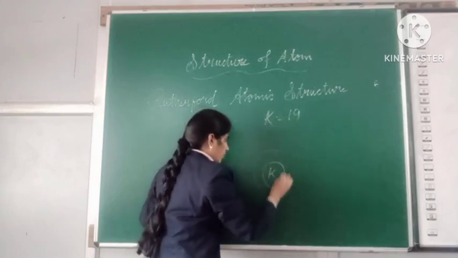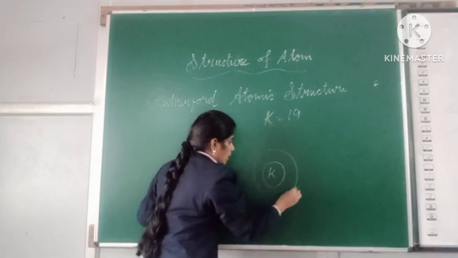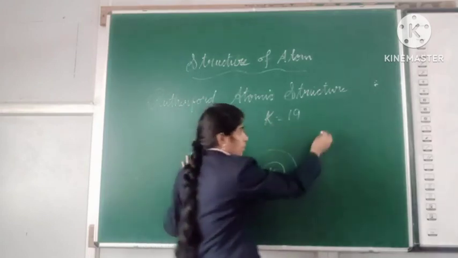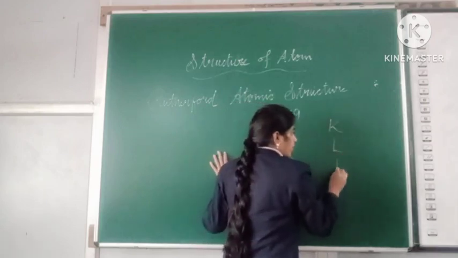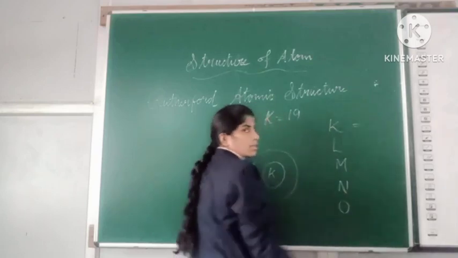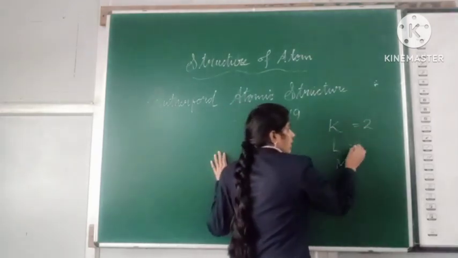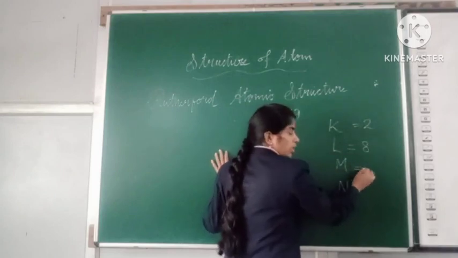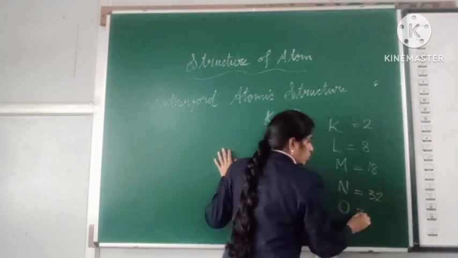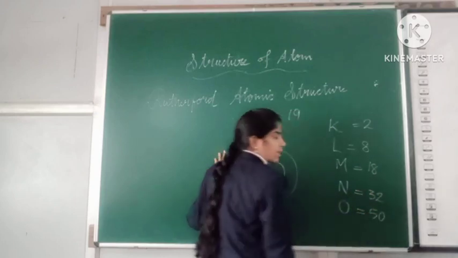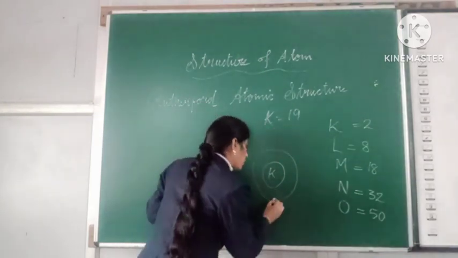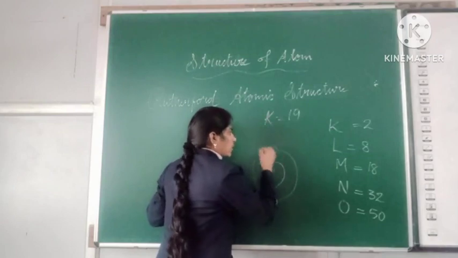In our atomic structure there are different orbits. What are their names? K, L, M, N, O. The K shell accommodates 2 electrons, the L shell 8, the M shell 18, the N shell 32, and the O shell can accommodate 50 electrons. Here the atomic number is only 19.